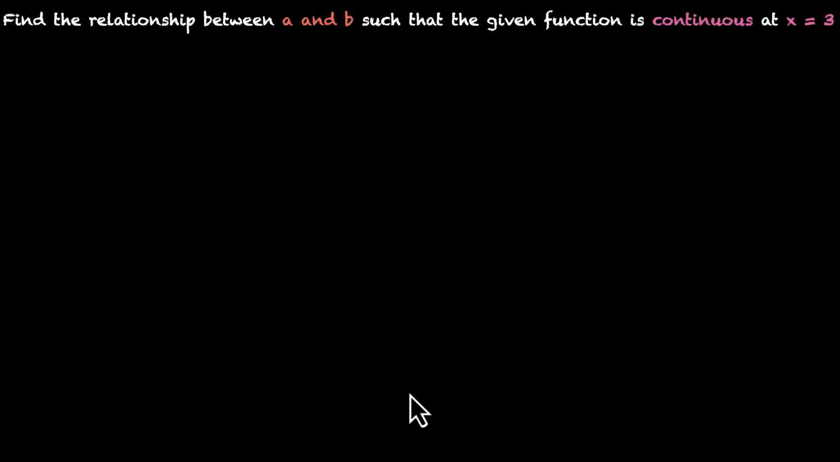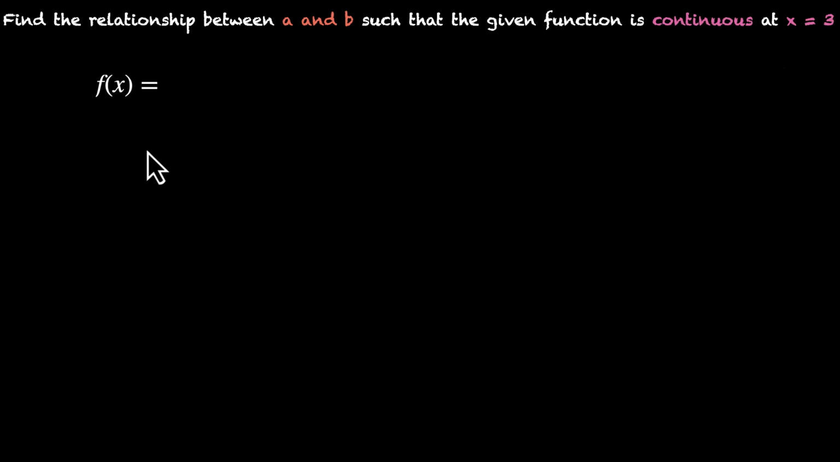In this video, we'll solve some more problems on piecewise defined functions. Here's the first one. Find the relationship between a and b such that the given function is continuous at x equals 3. So we're given that the function is continuous.